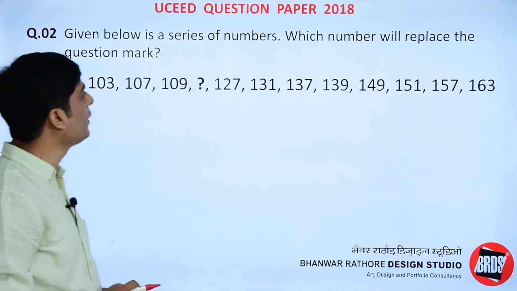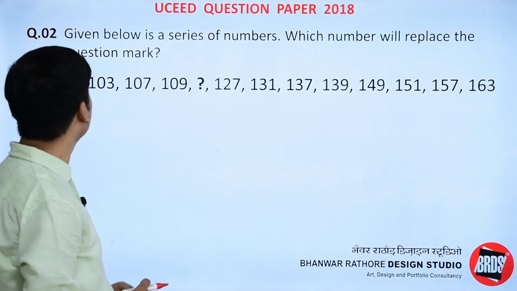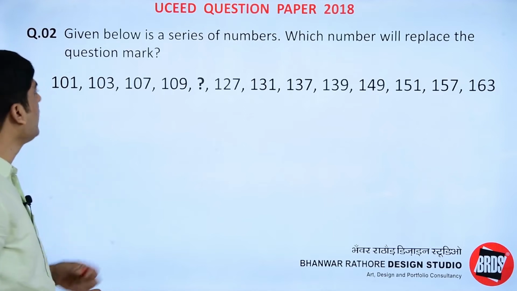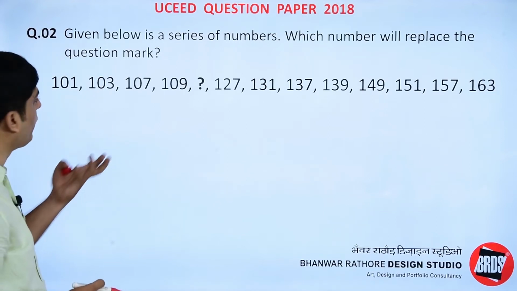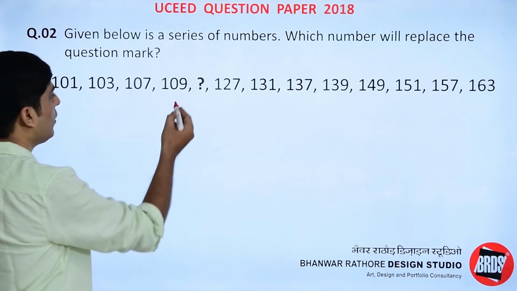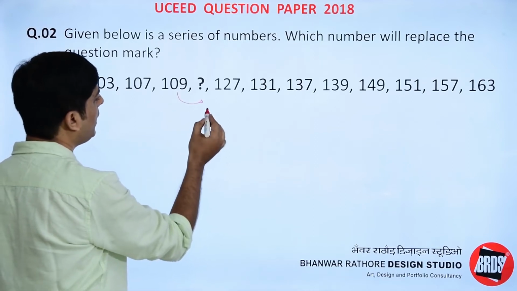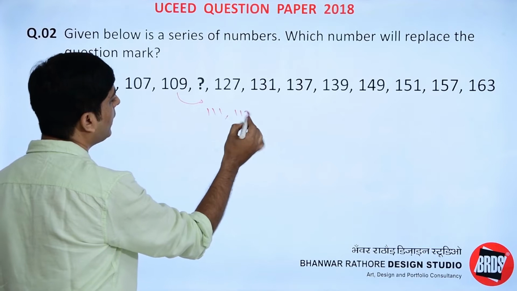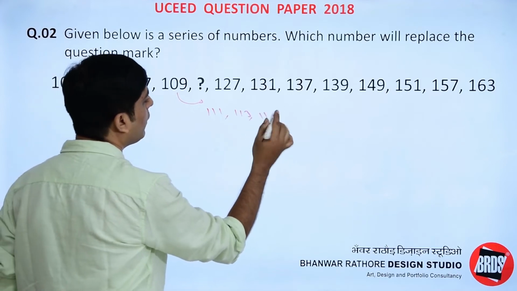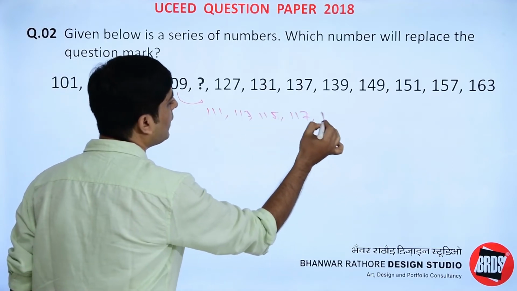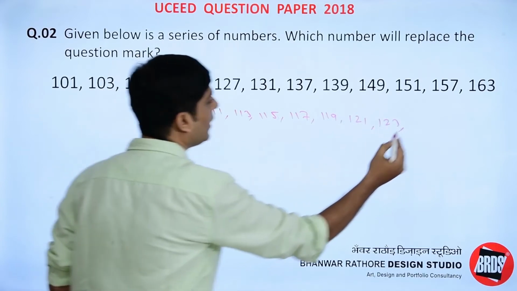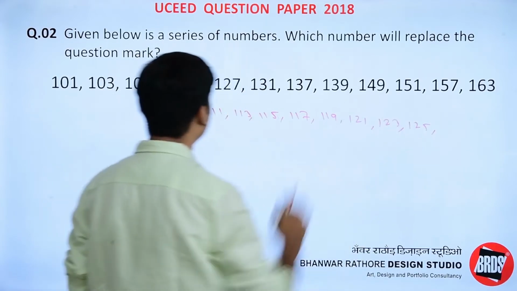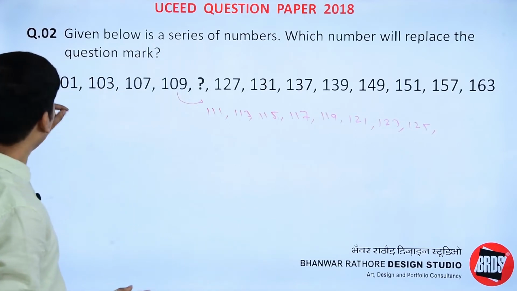Given below is a series of numbers, which number will replace the question mark? By observing these numbers, we can say all numbers are odd. It means we can say there would be a certain pattern of odd numbers, right? So after this one, the next odd numbers would be like 111, 113, 115, 117, 119, 121, 123, 125, like that. But there is a certain pattern it is also following.